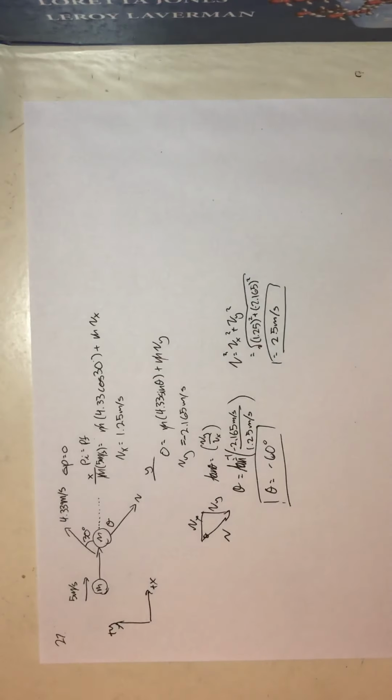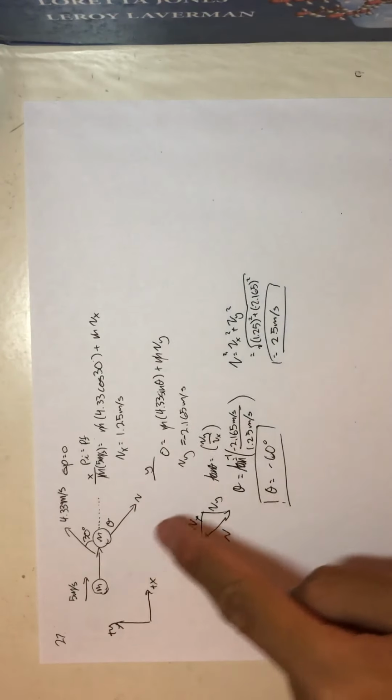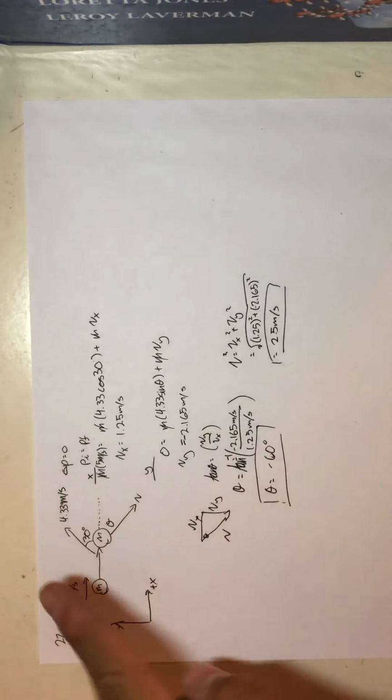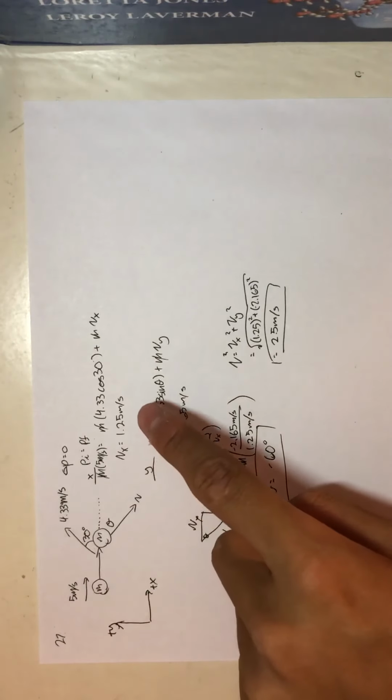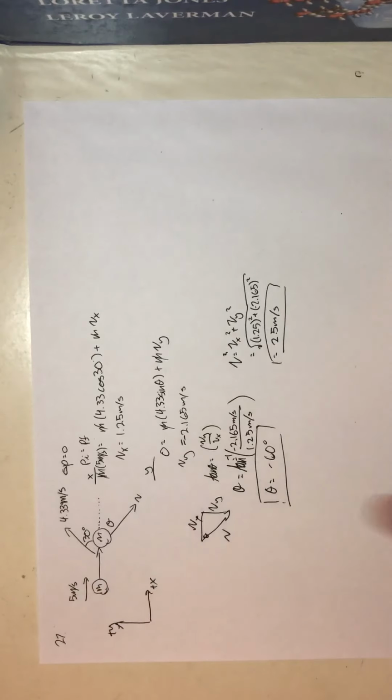So you have m vx, the unknown, and then m times 4.33 cosine 30, and you get that cosine 30 from the right triangle, and that's a component of the velocity 4.33. And you get vx equals 1.25 meters per second.